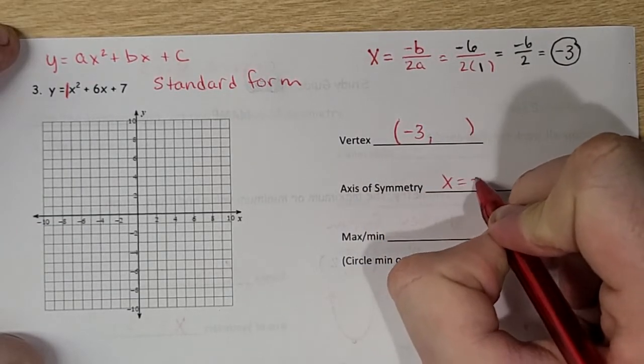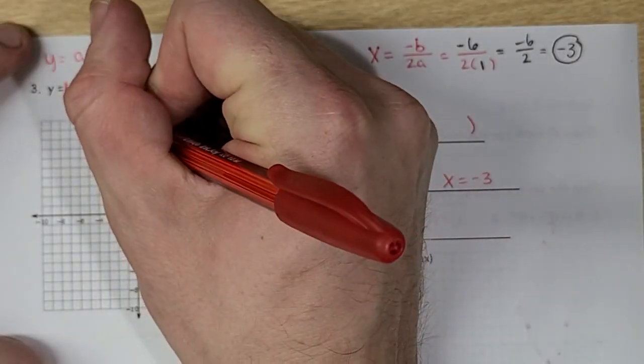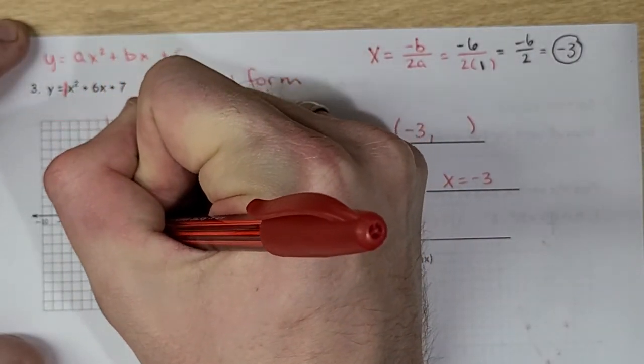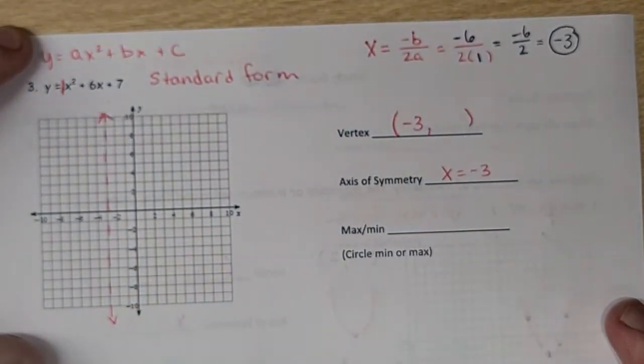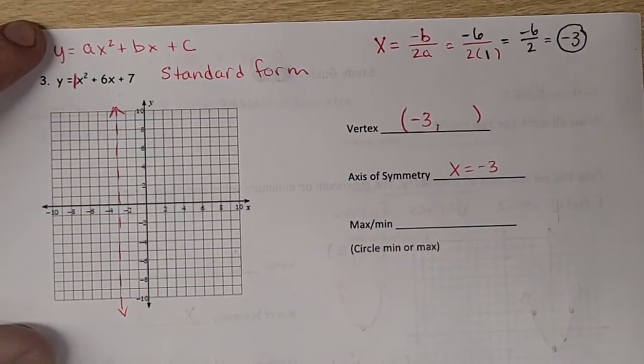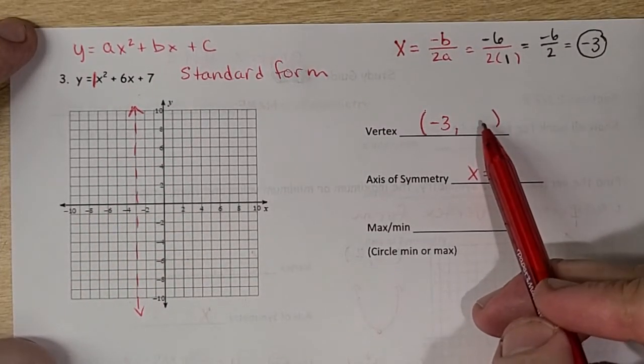And I can write this down right now. That's also my axis of symmetry. I know that my axis of symmetry is going to go down looking like this, over x equals negative 3. And then I know my vertex is going to be somewhere on that line. I don't have the y value, though.